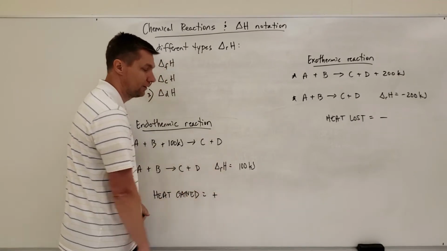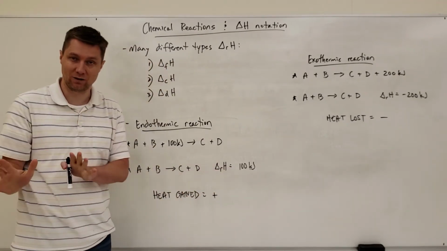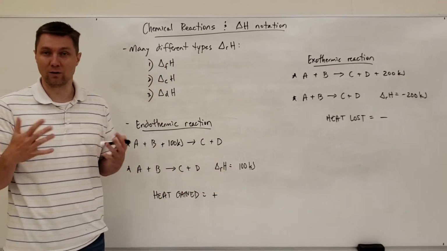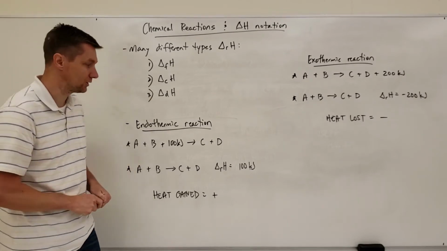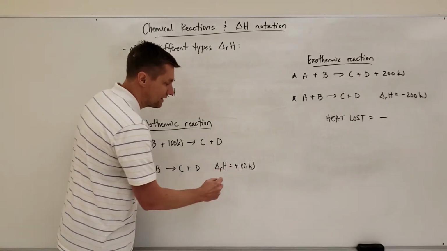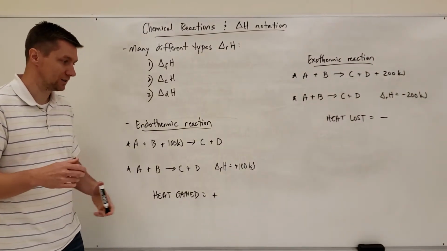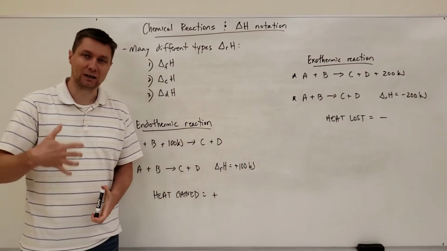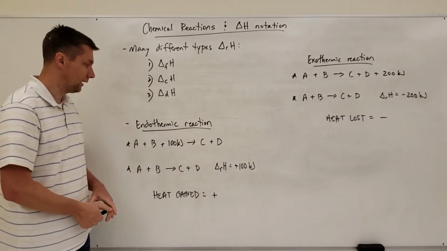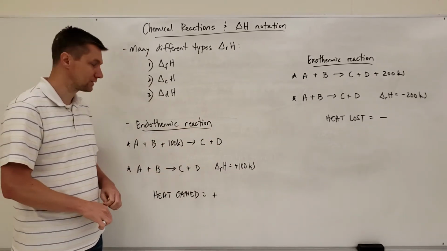If I just write 100 and don't specify whether it's positive or negative, now I don't know whether this is an endo or an exothermic reaction. And so for endothermic reactions, the energy terms are positive. It's because this much heat is being gained by the reactants to then form the products.